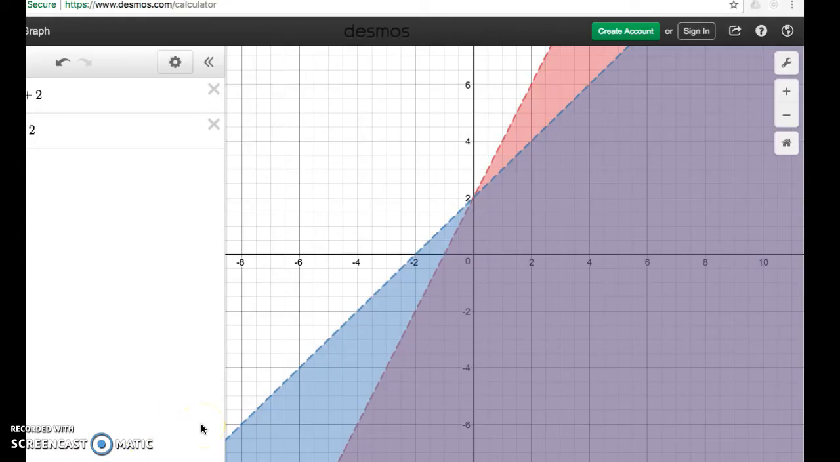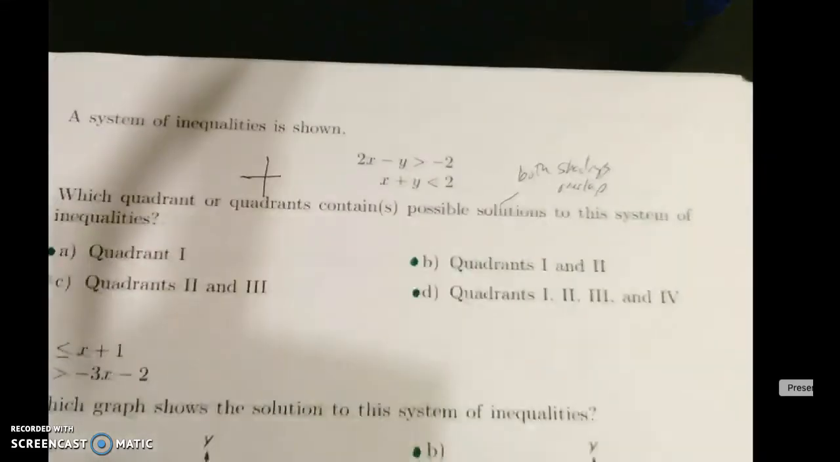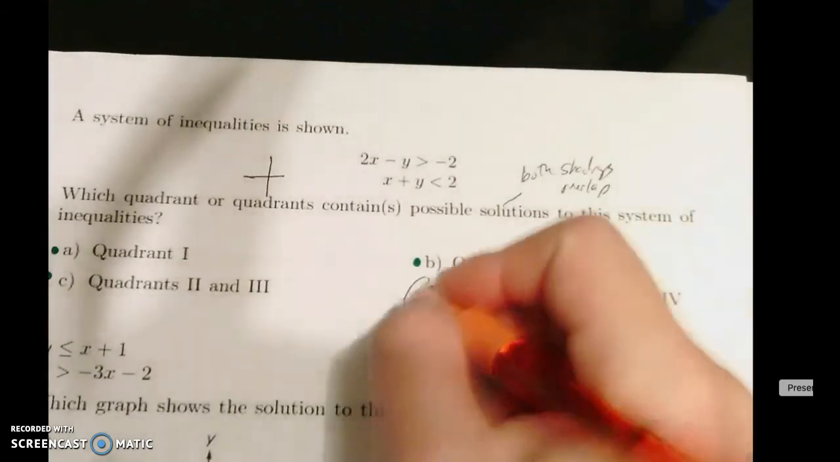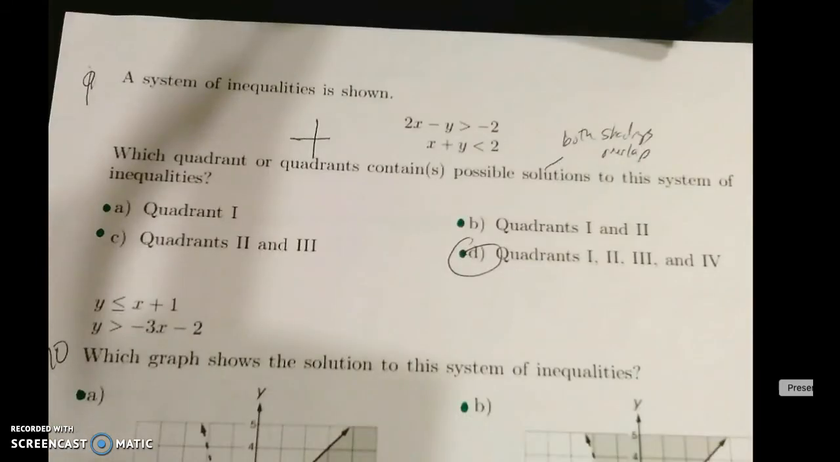So if I look here at Desmos at what I graphed, it looks exactly like my sketch did. My purple is my solution set, right? It's where the red and the blue overlap, and it's in each quadrant. It's barely here in quadrant 2, kind of like I drew, but it is there, so all 4 quadrants work. So the answer is all 4 quadrants, D.